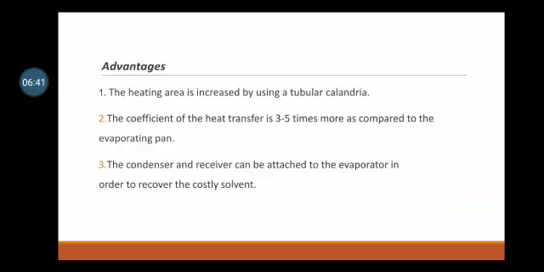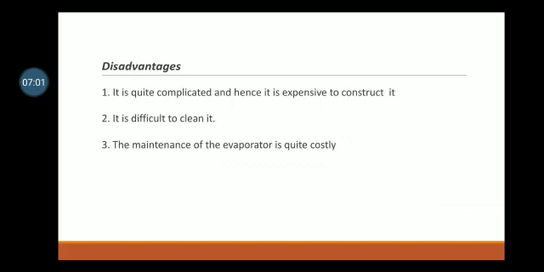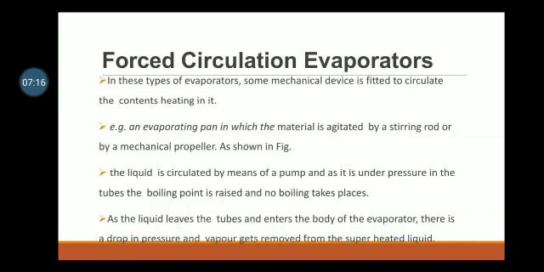Advantages: the heating area is increased by using a tubular calandria. The coefficient of heat transfer is 3 to 5 times more as compared to the evaporating pan. The condenser and receiver can be attached to the evaporator in order to recover the costly solvent. Disadvantages: it is quite complicated and hence it is expensive to construct. It is difficult to clean. The maintenance of the evaporator is quite costly.